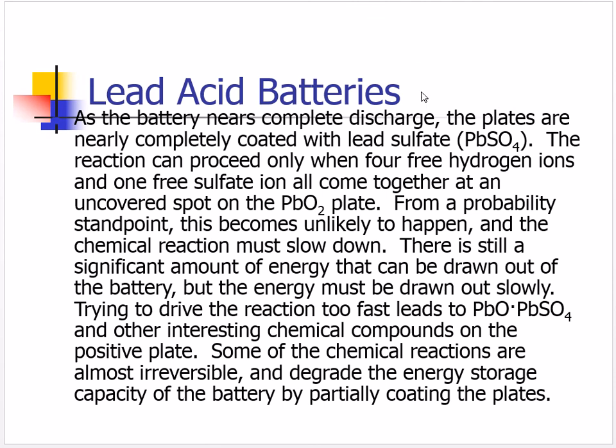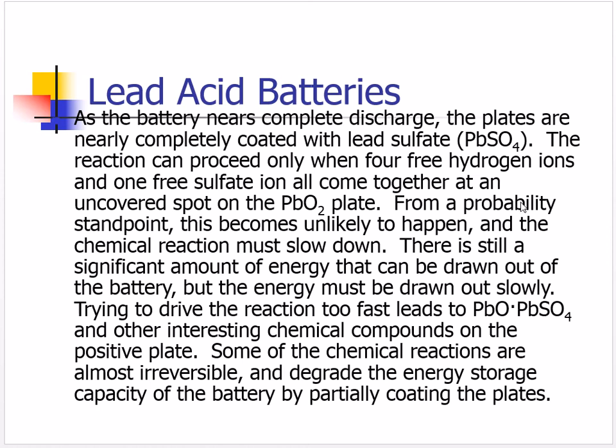As we get near complete discharge, the plates get almost completely coated with this lead sulfate. Especially on the positive plate, which is the more complicated reaction, everything has to come together on an uncovered spot, and so you have to slow down the reaction as you get close to full discharge. There's still a lot of energy, there's still a lot of space on those plates, but you got to draw it out slowly as you get close to full discharge.